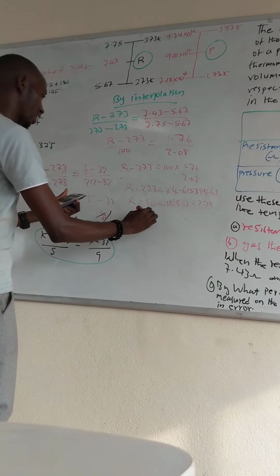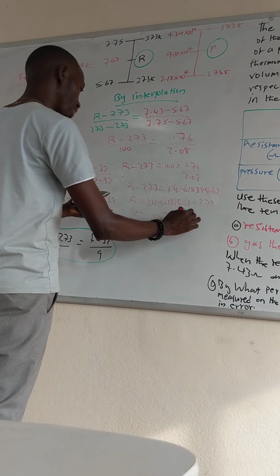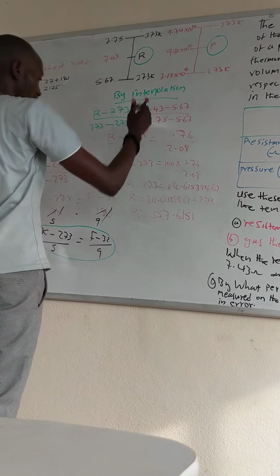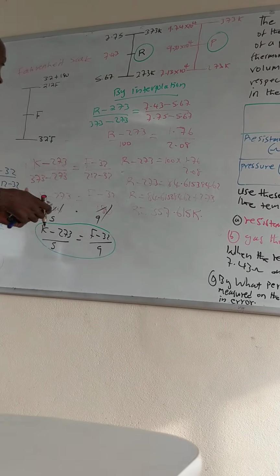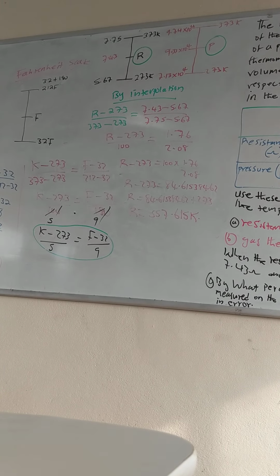So we have something like 357.615. Since the resistance is Kelvin, we measure it in Kelvin. 357.615 Kelvin. That's the first value.